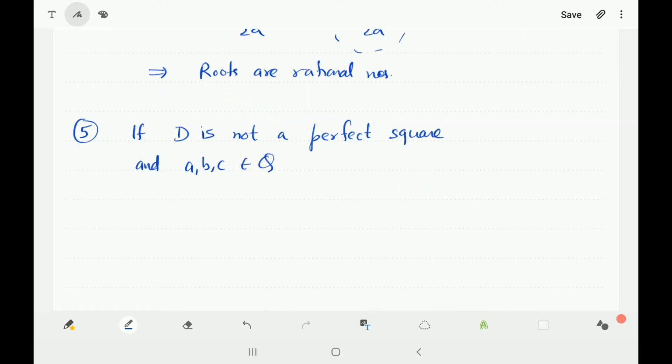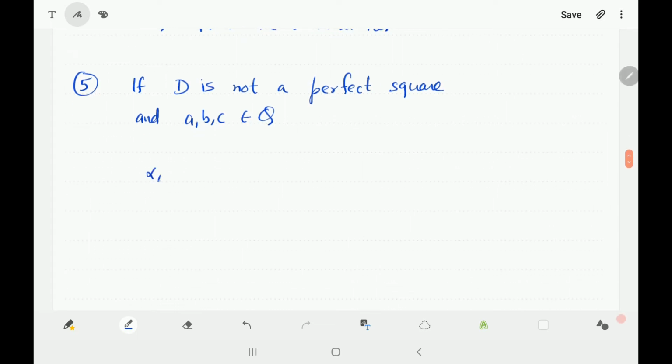Now the next question arises: if D is not a perfect square and still a, b, c belong to rational numbers, what will happen? Our roots will be (-b ± √D) divided by 2a. Because D is not a perfect square, say if I write √24, this is not a perfect square, so this will become 2√6. This root term will be present in the roots. If √6, √2 or √3 is there, and this radical sign is not going, these roots will be irrational in nature.